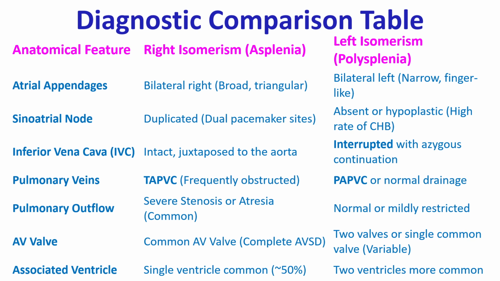Pulmonary veins: TAPVC, frequently obstructed in right isomerism; PAPVC or normal drainage in left isomerism. Pulmonary outflow: severe stenosis or atresia common in right isomerism, while normal or mildly restricted in left isomerism. AV valve: common AV valve, complete atrioventricular septal defect in right isomerism. Two AV valves or a single common valve, which is variable, in left isomerism. Associated ventricle: single ventricle common in about 50% of right isomerism. Two ventricles are more common in left isomerism.